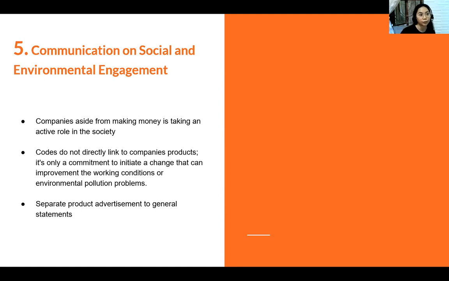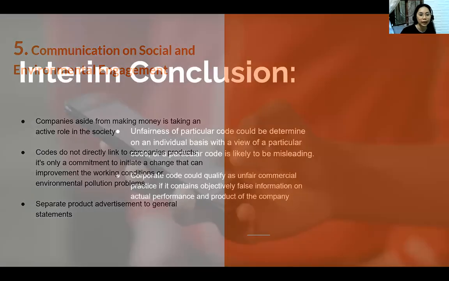It's not pertaining to the product, but a guidance to initiate a change of improvement. And the product advertisement should be separated to general statements that is specified in this category.